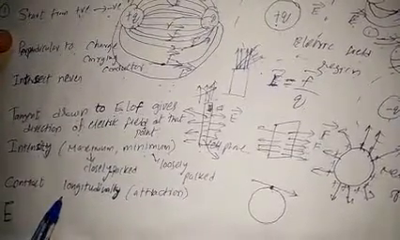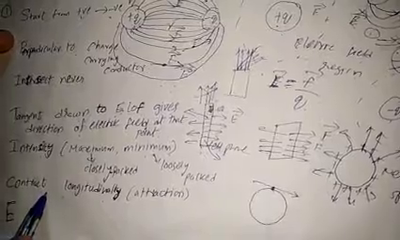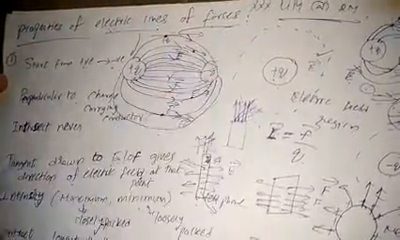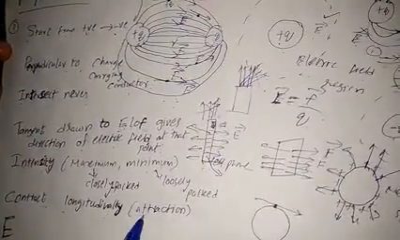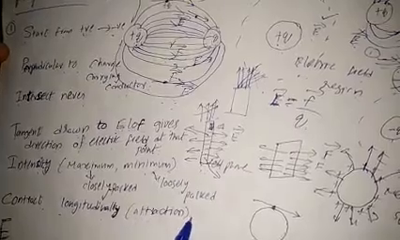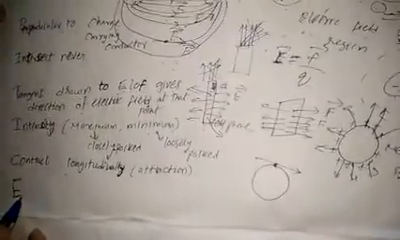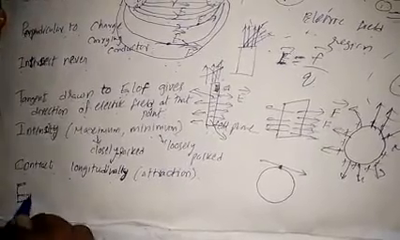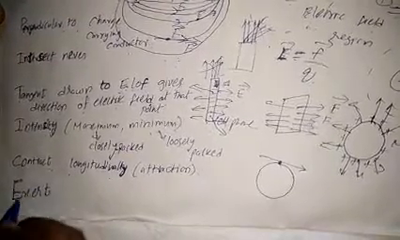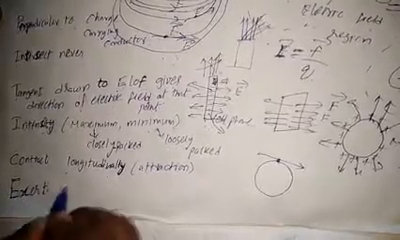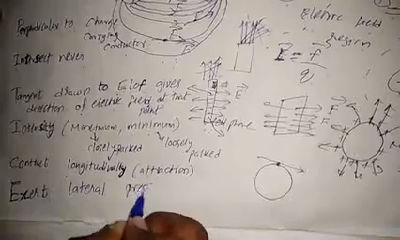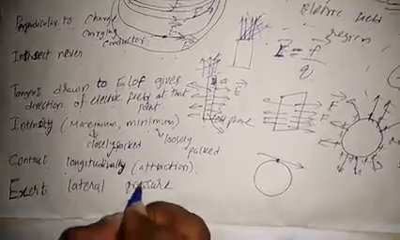Okay, this is the next property. What is this property? These electric lines of force contract longitudinally. Hence, we get attraction. Next, coming to another topic, they exert lateral pressure.